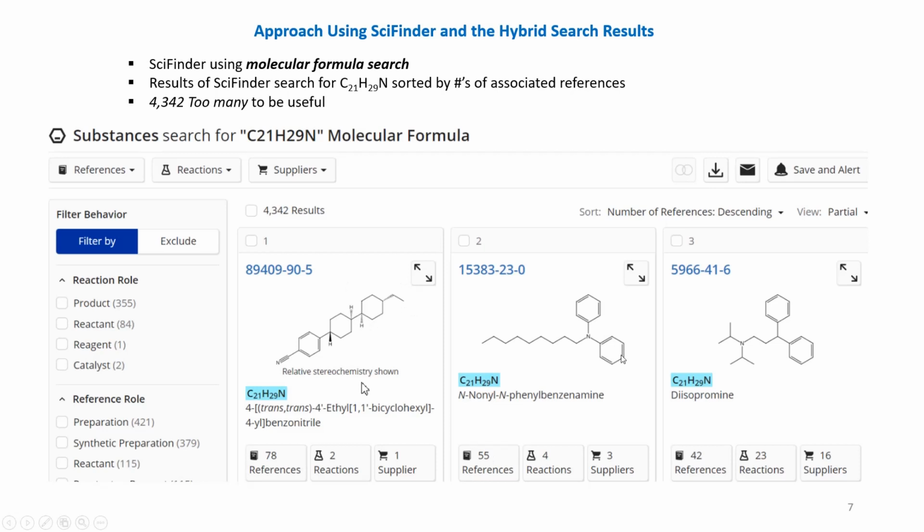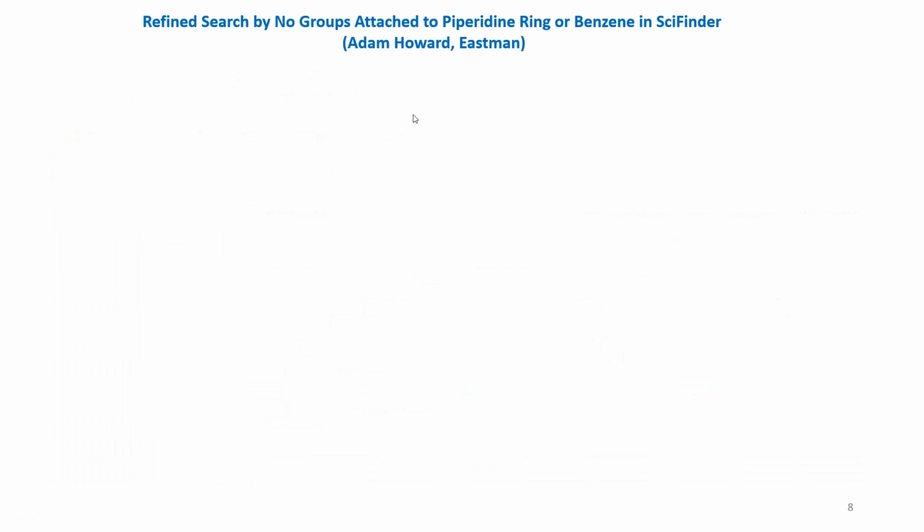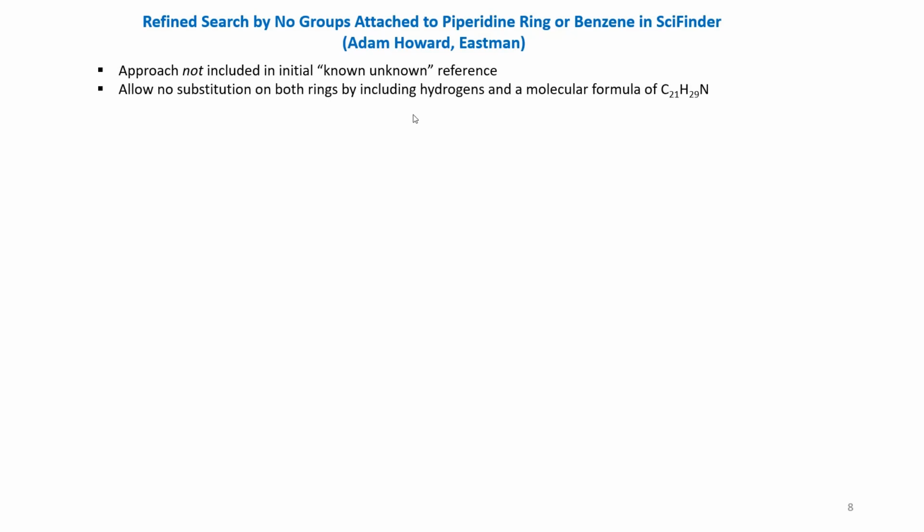But if you look at the structures that are obtained, there's really no useful data that can be found real close to the top of the search. So we really need to refine the search. We'll do that by using the number of groups attached to the piperidine ring or the benzene in SciFinder. This work was done by Adam Howard at Eastman, who showed me how to start limiting the search by structures or substructure. So the approach was not included in our initial known-unknown references.